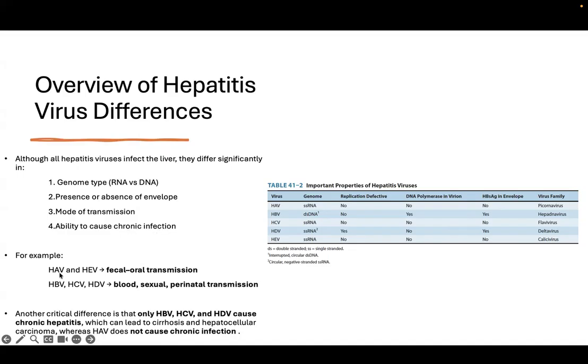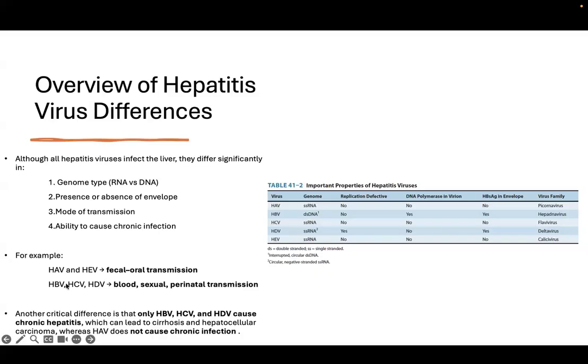Hepatitis A and E are quite well-known hepatitis viruses. They usually go through fecal-oral transmission. And these guys are quite mild. They don't cause chronic disease. They're quite easily removed, and you get a good immune response against them.